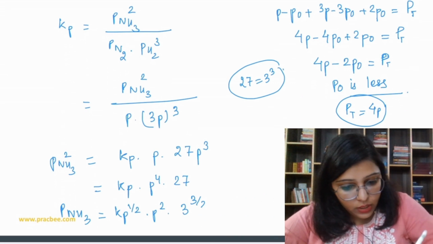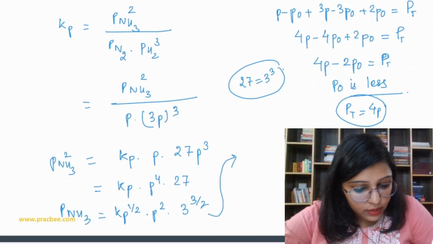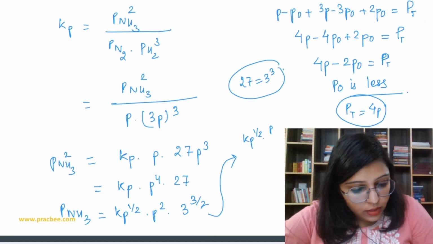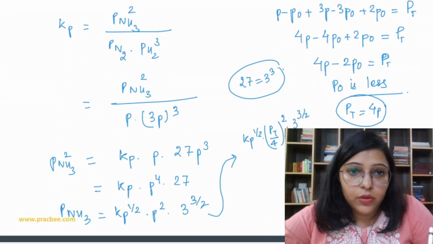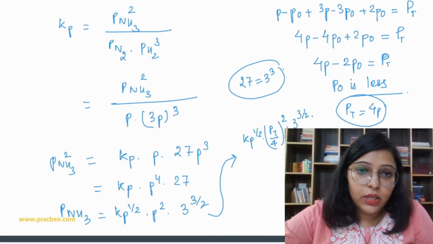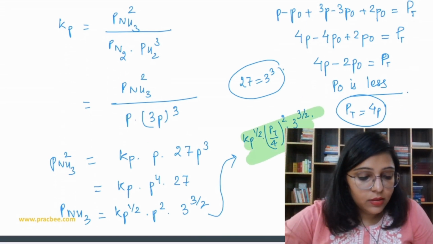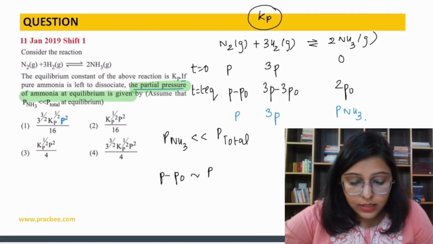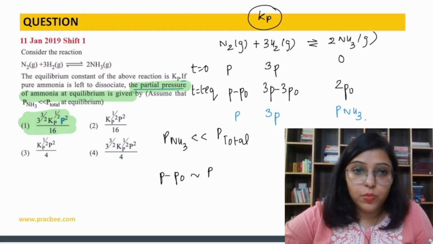Let me write it over here. So we can write Kp to the power half, P total by 4 squared, and that is 3 to the power 3 by 2. That's it. If you relate this with the options, you get the answer that is 1. That is equal to 1.